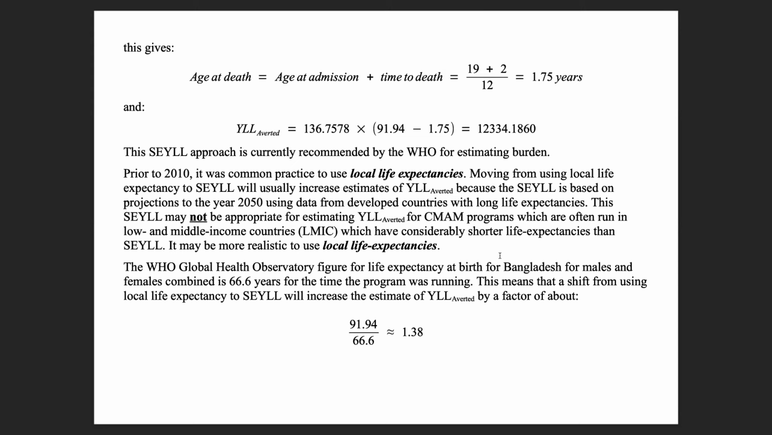Now we calculate the years of life lost averted with the expected number of deaths, given the severity of the SAM that we were treating, times our life expectancy at birth, which in the standard expected years of life is 91.94 years, take away the 1.75 years. We multiply those two together and we get just over 12,300 years of life lost averted. Now, this approach, the SEYLL, the standard expected years of life lost approach, is currently recommended by the WHO for estimating burden.